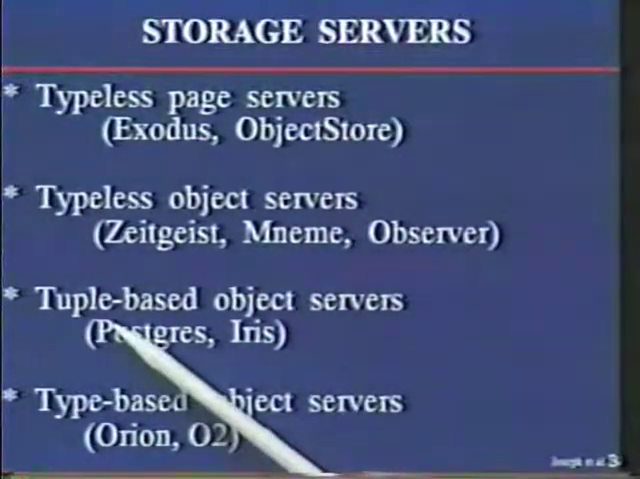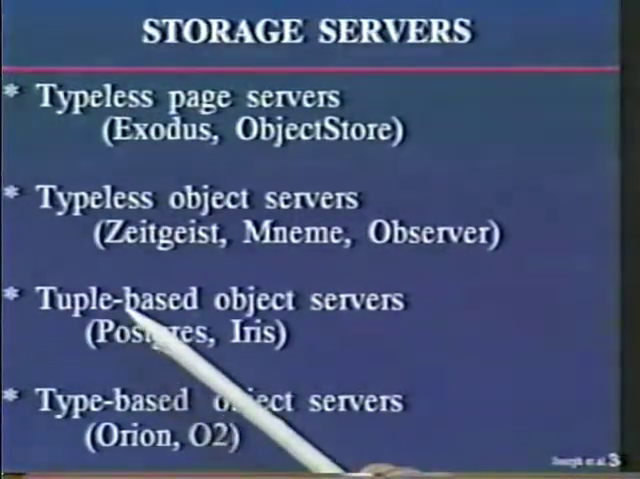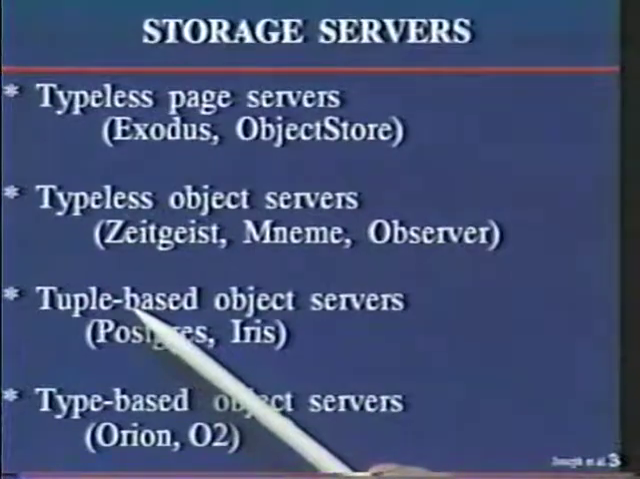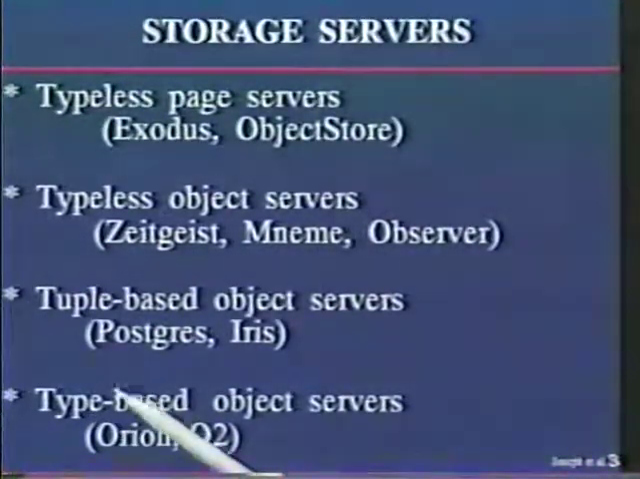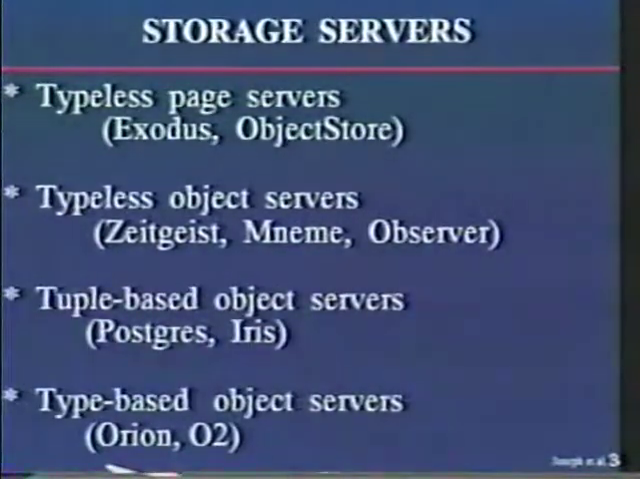The tuple based object servers are extensions of the traditional relational database systems, except that they extend the relational database model with the object model. The type based object servers are the most flexible of the lot, where objects at the server level can be manipulated, and you can manipulate them both at the server level and the client level. So these are very flexible. However, there is some overhead associated with them, so they tend to be a little slow for some applications.